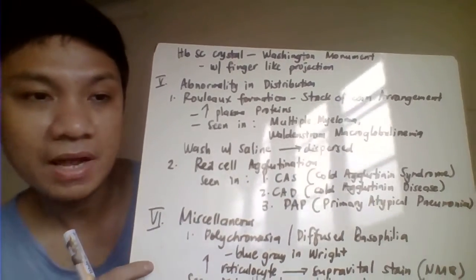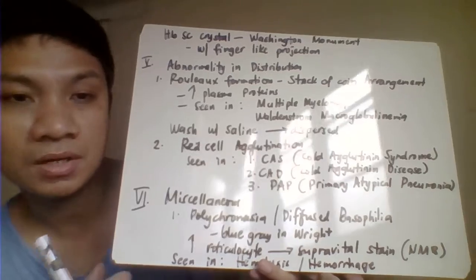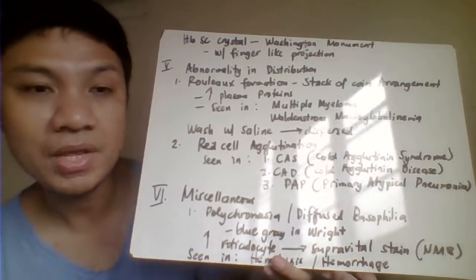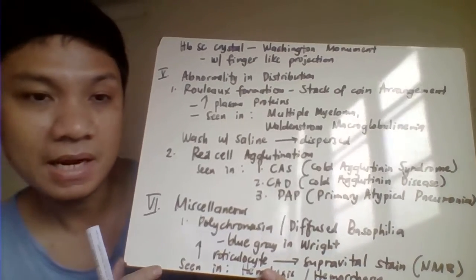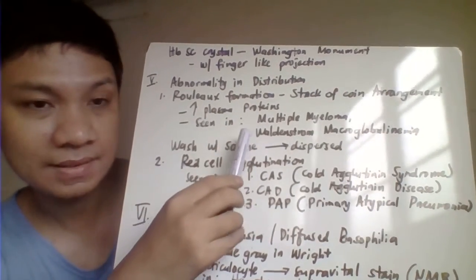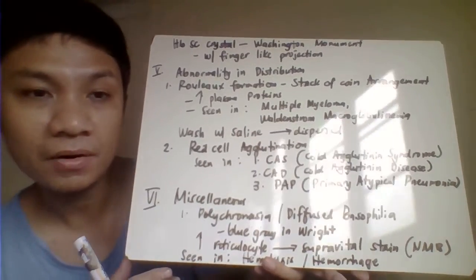Okay, the next one, we have here the abnormality in the distribution. For example, we have rouleau formation. Sometimes you can encounter here rouleau formation or your stack of coin arrangement. And that may be related to increased plasma proteins associated with your multiple myeloma, Waldenstrom macroglobulinemia.